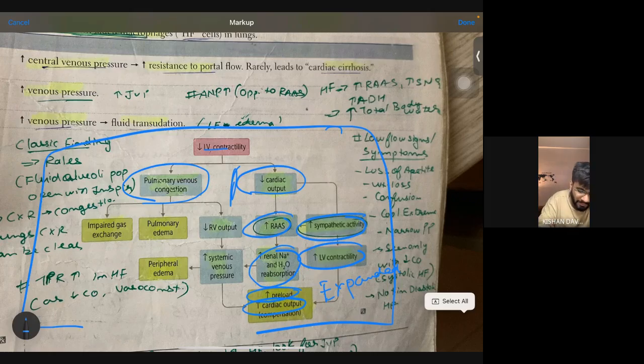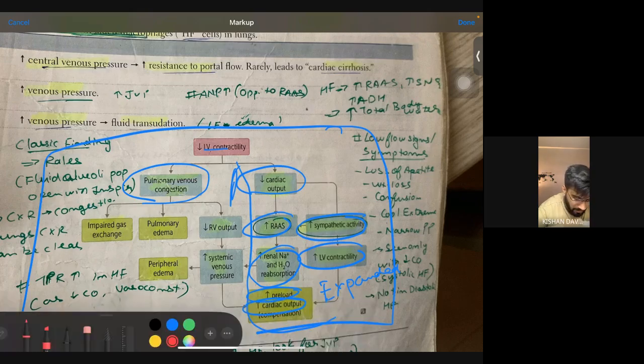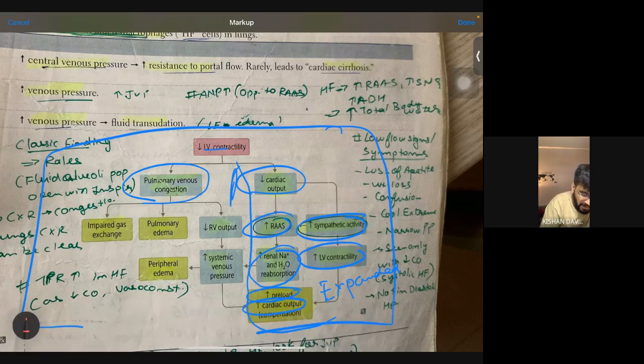Okay, so what we discussed, they explained more. Now coming to pulmonary venous congestion, this is new. This is not given in that book. So let's see pulmonary venous congestion. Gas exchange will decrease. There will be pulmonary edema. There will be a decrease in right ventricle output. I hope you are able to think about this.